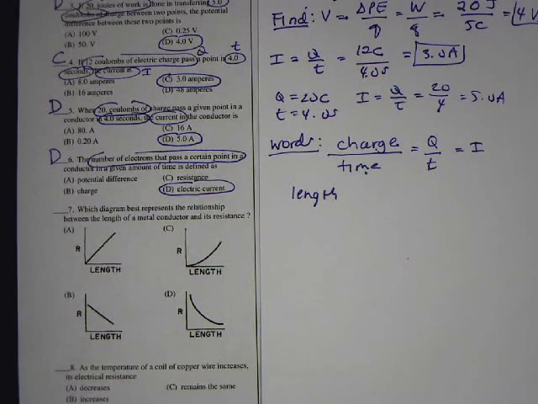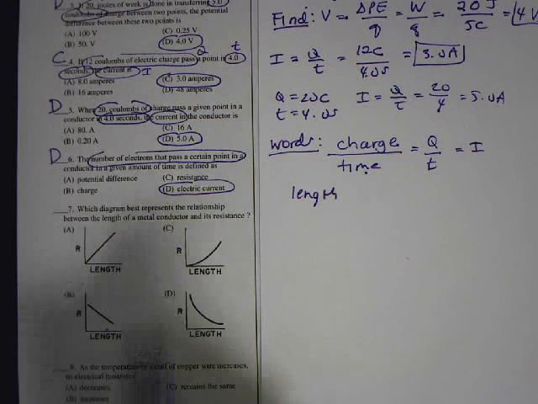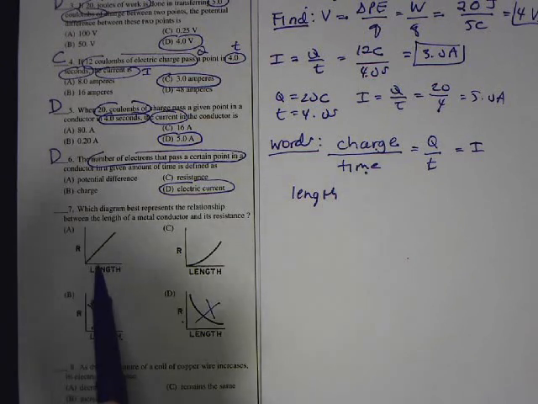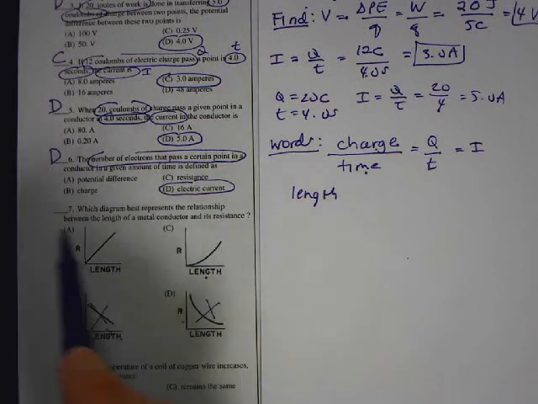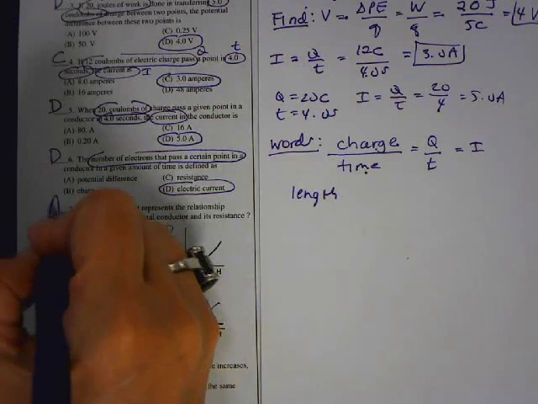Well, first of all, I can eliminate these two, because I see with these two, as the length increases, the resistance decreases. So I can just right away eliminate these two. Then these are my 2 choices. This one is exponential, and this one is linear. And they're directly proportional, so that shows a direct variation.